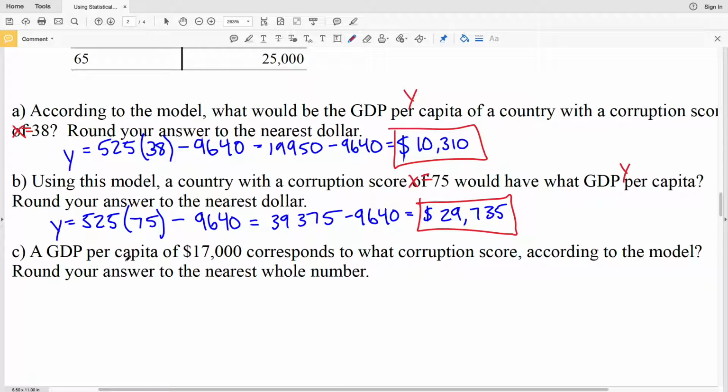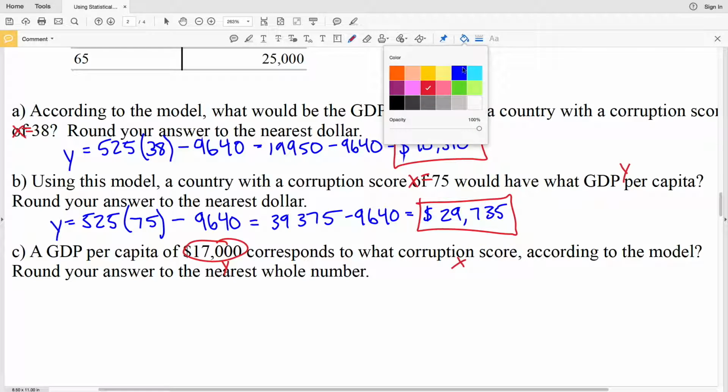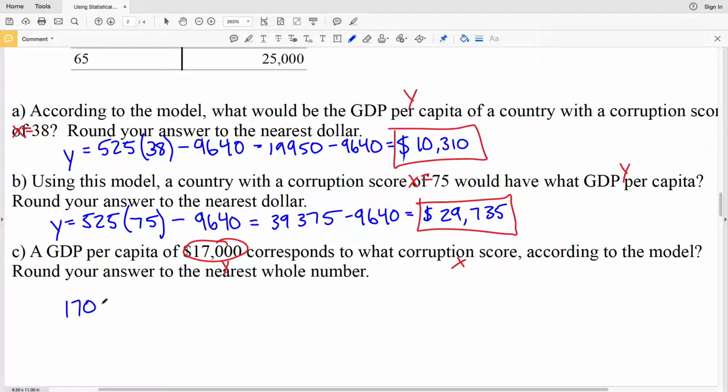Now C says that a GDP per capita of $17,000 corresponds to what corruption score according to the model? So now we're given our Y value, so we need to solve for our corruption score X. So if we're given a Y value of 17,000, we'll take 17,000, plug that in for Y in our line of best fit, and that's going to be equal to 525 times X, which is what we're solving for, minus 9,640. So we'll add 9,640 to both sides in order to get the term with X all by itself.